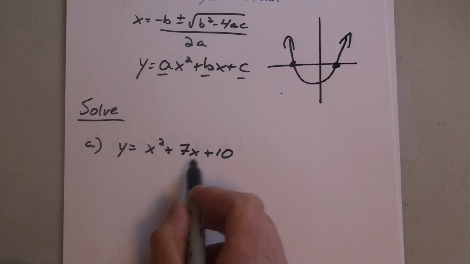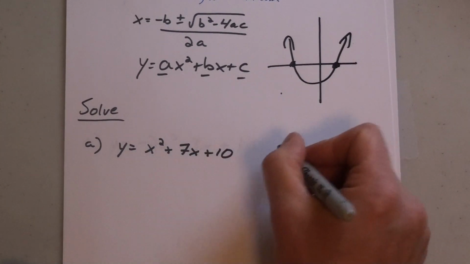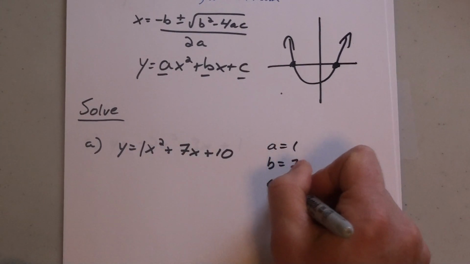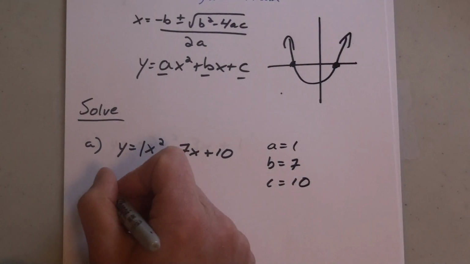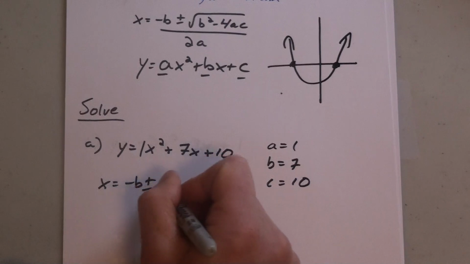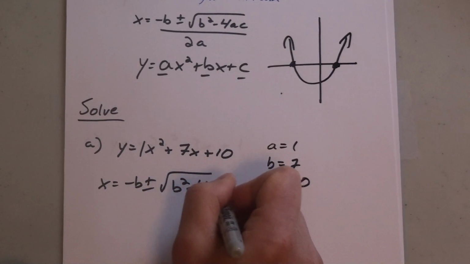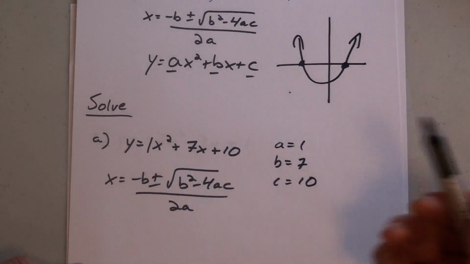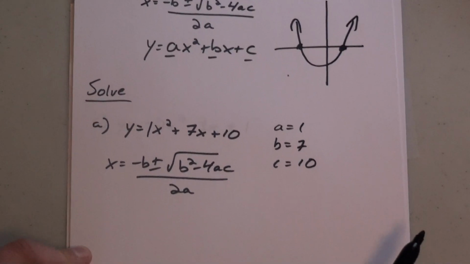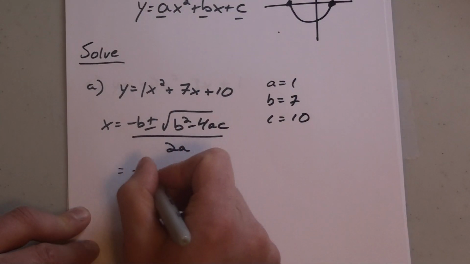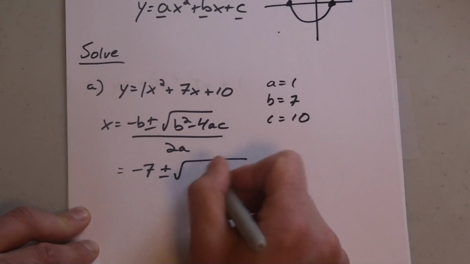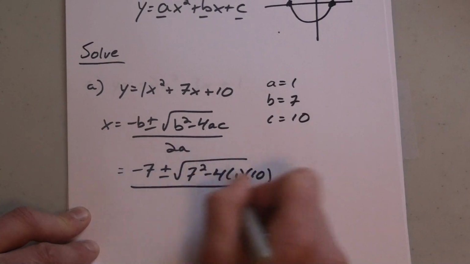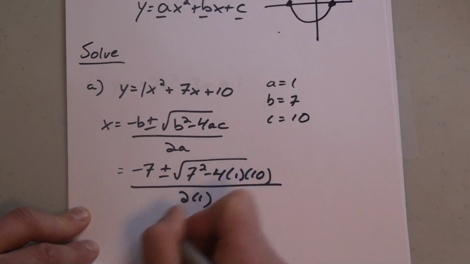You have x squared plus 7x plus 10. In this case, my a value is the 1, my invisible 1 in front. My b value is the 7 and my c value is the 10. Okay, so I'll put them into the quadratic formula. Negative b plus or minus the square root of b squared minus 4ac all over 2a. Now I could get 2, 1, or 0 different answers depending on the quadratic and how many x-intercepts it has. So I'm going to have negative 7 plus or minus the square root of 7 squared minus 4 times 1 times 10, all over 2 times 1.